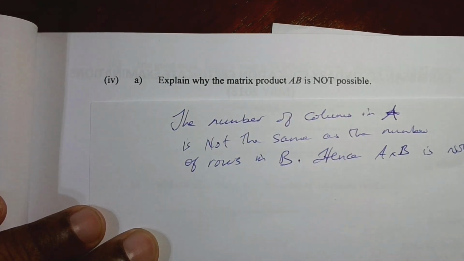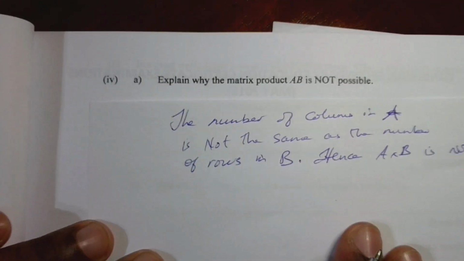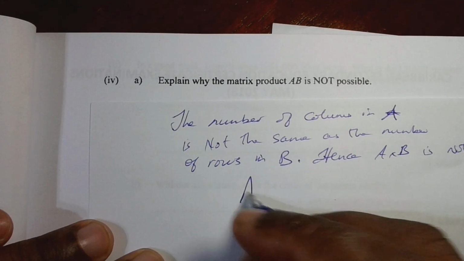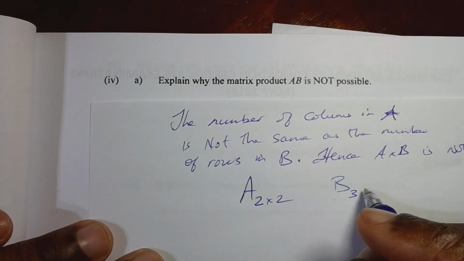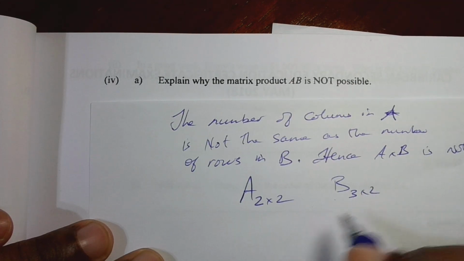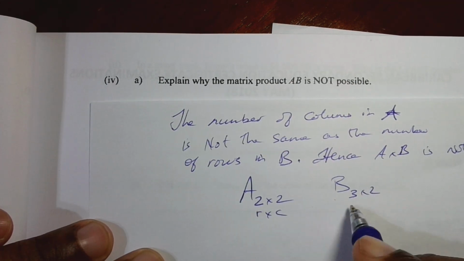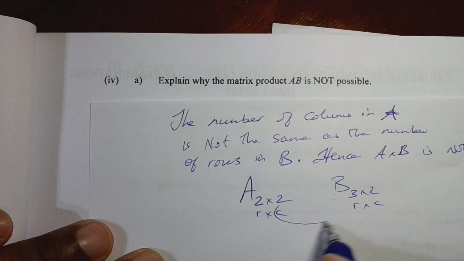They must be the same. Simple. You can add that as well. Okay? So the matrix A is a 2 by 2. Matrix B is a 3 by 2. Row by column, row by column. These guys should be the same.